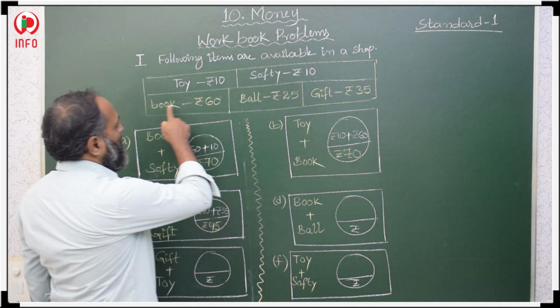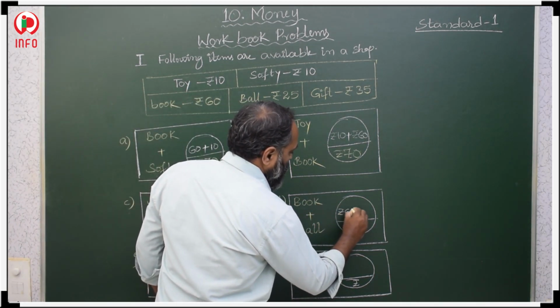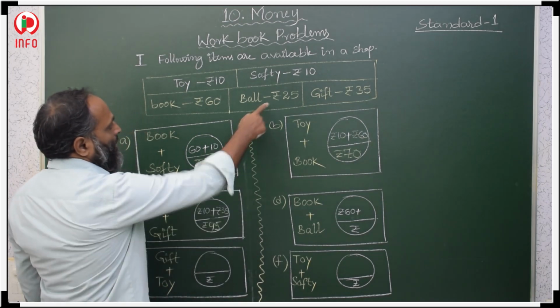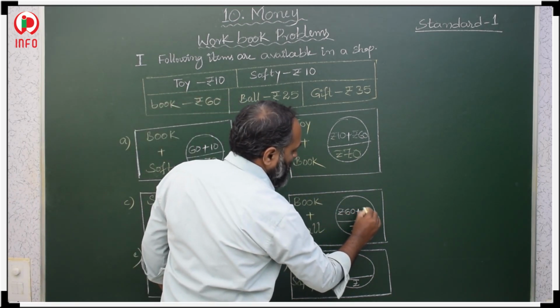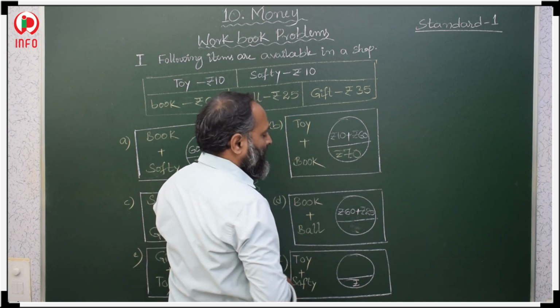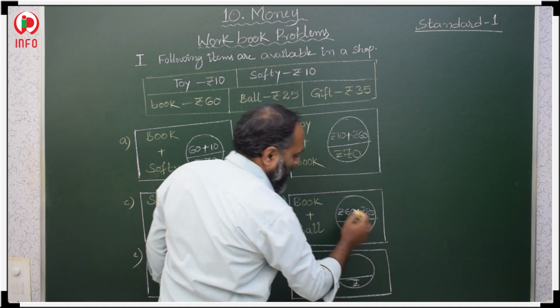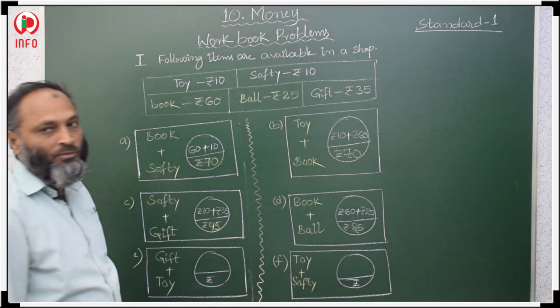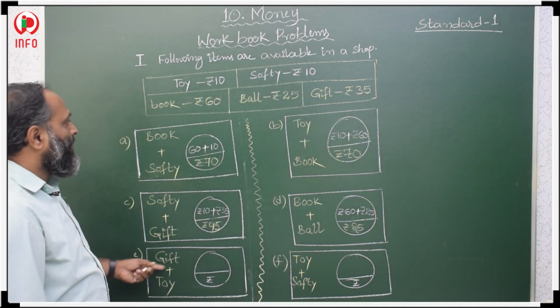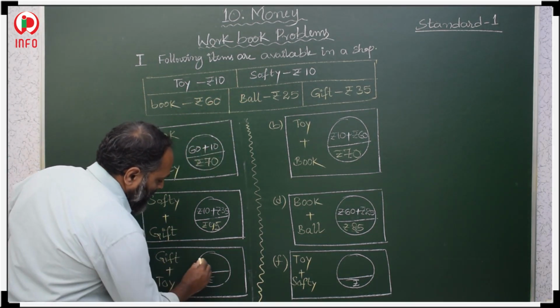So here book. What is the book price here? Book price is rupees 60 plus, what is the ball price? Rupees 25. Okay, 60 plus 25, 85 rupees. Now here gift. What is the gift price here? 35 rupees.